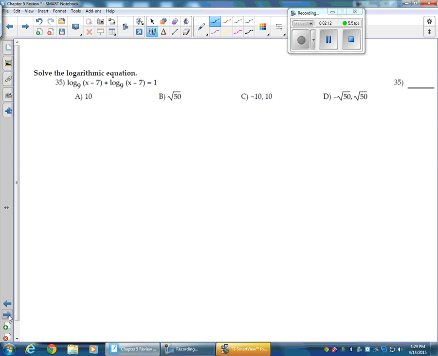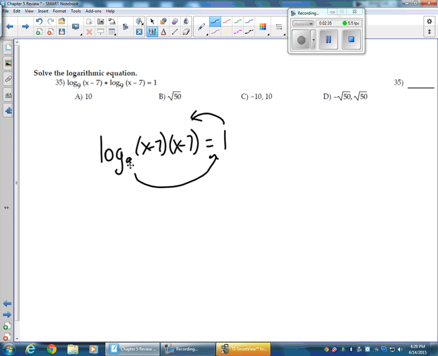Alright, so this logarithmic equation they want me to solve, the very first thing I need to do is combine it into a single log. Now since this is addition, a sum here, I can write it as a product. So log base 9 of x minus 7 times x minus 7 is equal to 1. So now I have a logarithmic equation. I'm going to rewrite it as an exponential. To rewrite a logarithm as an exponent, you take the base, so it's 9 to the first equals x minus 7 times x minus 7.